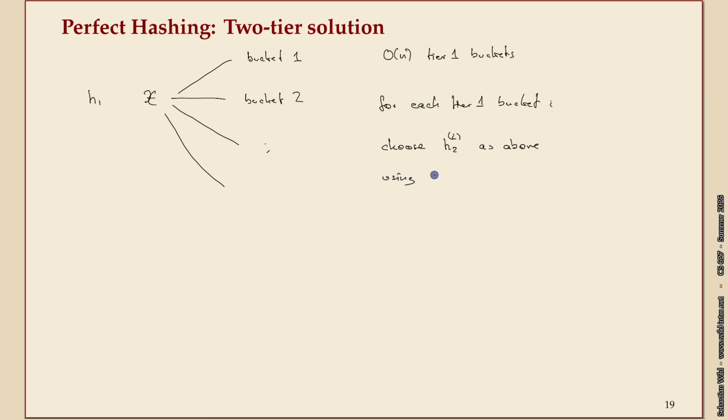So we're using a number of buckets, mi, that is quadratic in the size of the bucket. So now I need a notation for these. Let's say we use xi again.